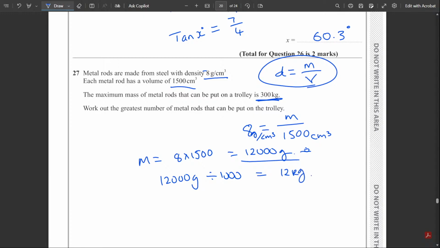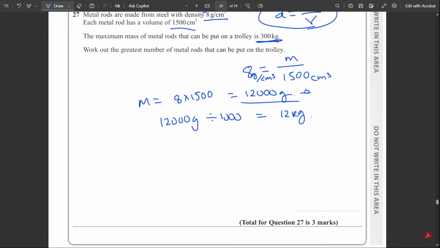So the maximum mass of the metal rods that can be put on a trolley is 300 kilograms. So we take 300 kg divided by 12 kg to work out how many bars you can put, basically. So we go 300 divided by 12, which means 25 bars can be put on the trolley.